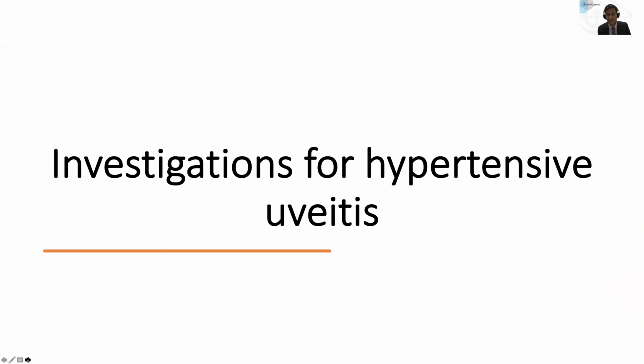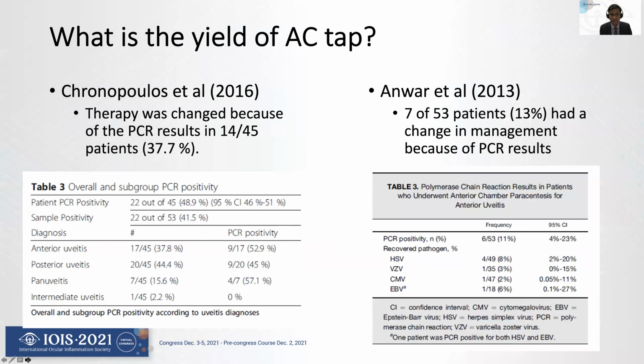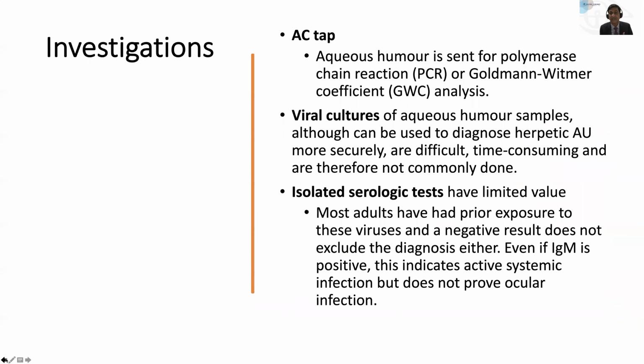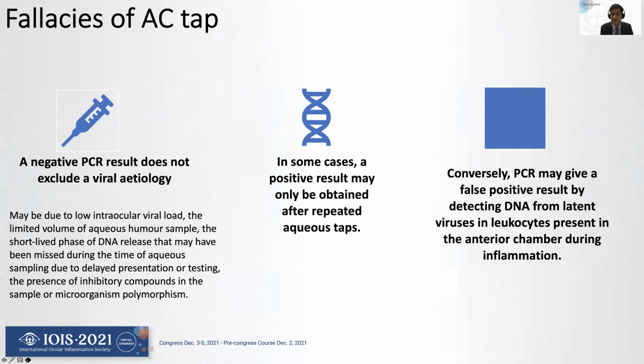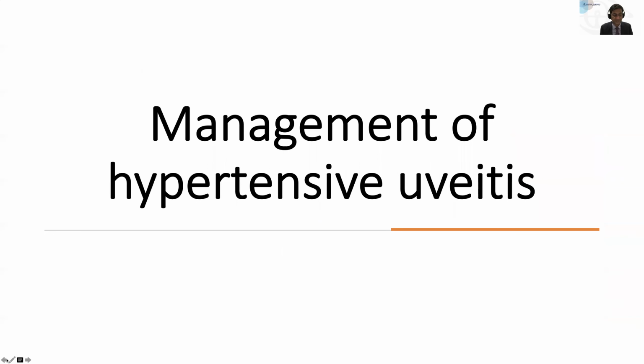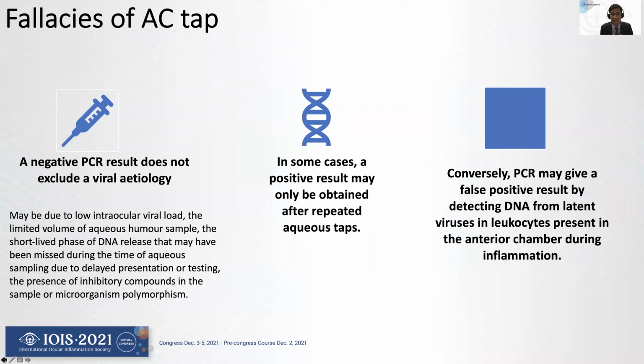Now, when you are confronted with a suspect case of a hypertensive uveitis, what do we need to do? What are the things which can be considered? ACTEP, yes, it can be considered, particularly to look for PCR for varicella zoster virus, herpes simplex or CMV. There are different groups reporting different positivity rates, but I will definitely suggest one should consider doing an ACTEP.